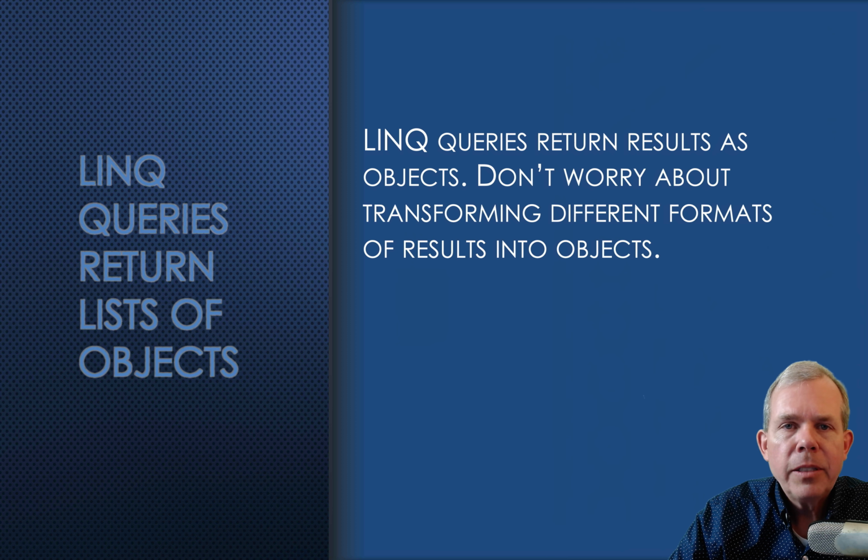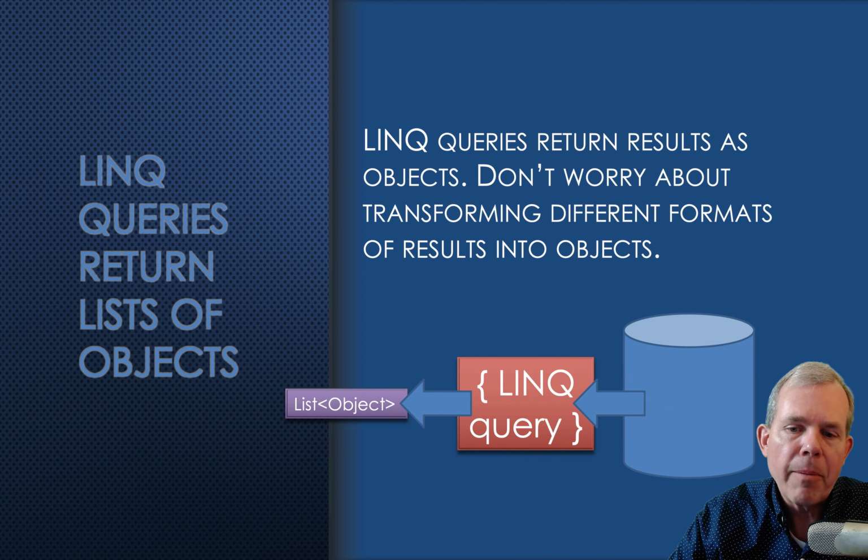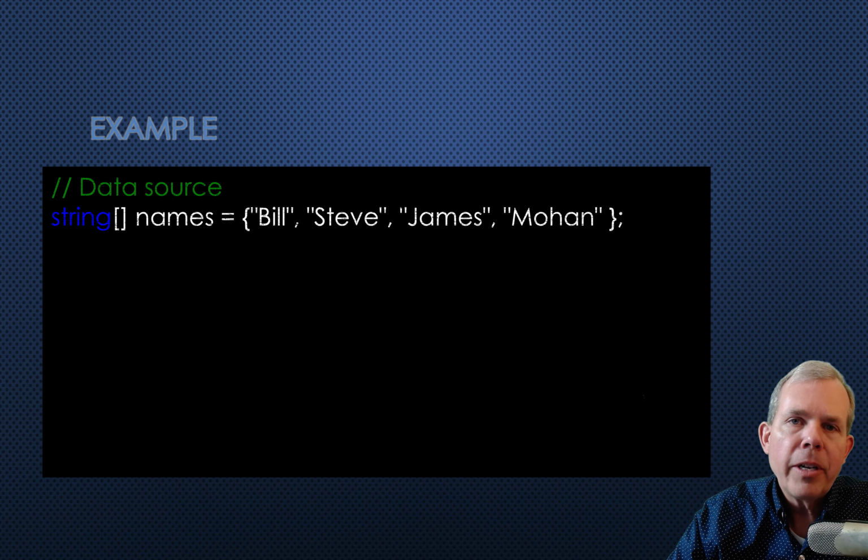So LINQ queries are giving you results of items that are in a list of objects. So when you're done, you don't have to worry about parsing things such as different text fields or columns in a database. You just have a list of objects to work with, which is really the end goal if you're the programmer. So the database goes through a LINQ query, and then the LINQ query translates into a list of objects. So let's take a look at an example.